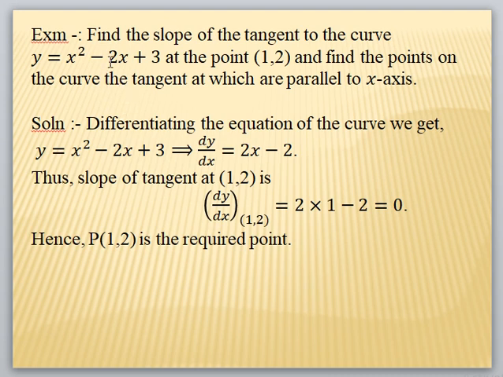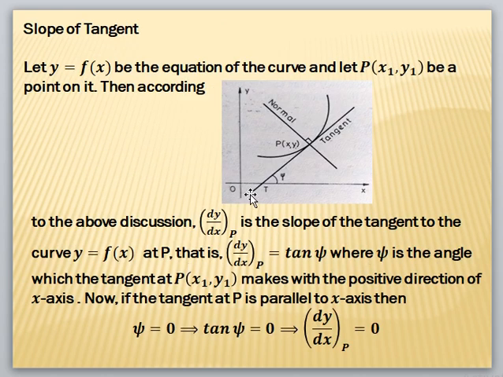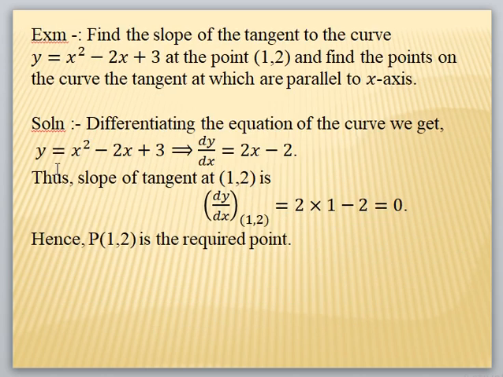Now the first example, first problem: find the slope of the tangent to the curve y equals x squared minus 2x plus 3 at the point (1, 2), and find the points on the curve, the tangent at which are parallel to the x-axis. So here we use this concept. The curve is y equals x squared minus 2x plus 3. From this curve we can find dy/dx by differentiating with respect to x. That gives 2x minus 2.